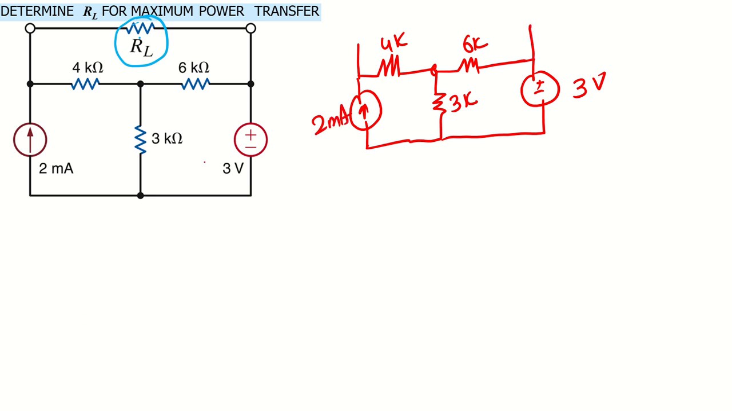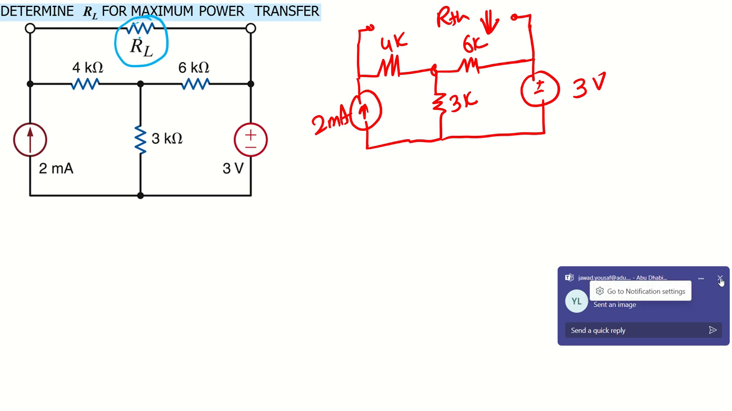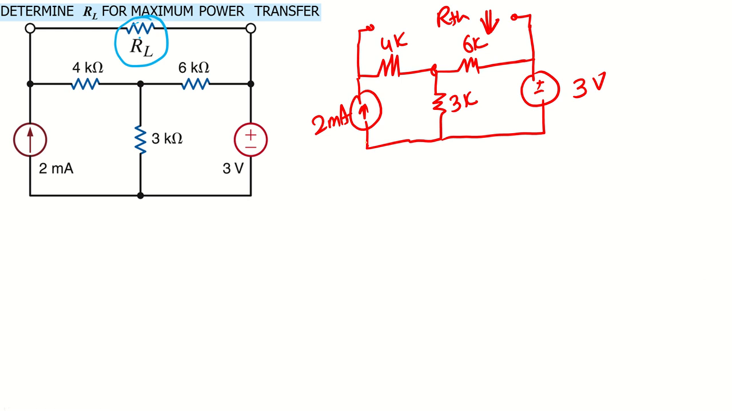Okay, so this is our circuit. I removed the RL. Basically, I just want to find out the R Thevenin by looking from this end of the circuit. To find the R Thevenin, we have independent sources here, so we can simply remove those sources.